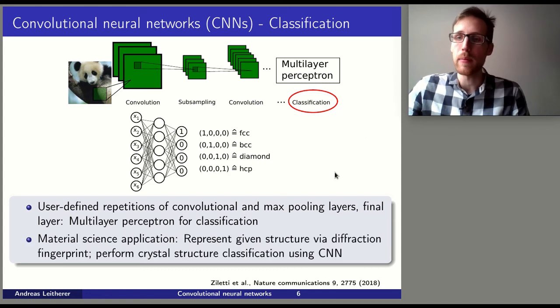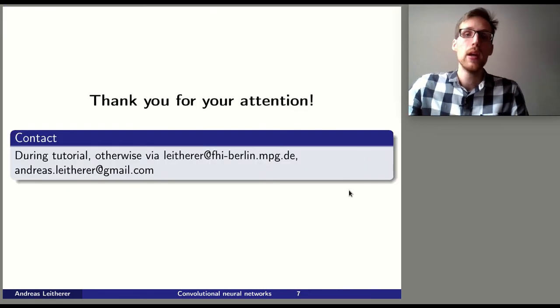A material science application is work done in our group here, where a given atomic structure is represented via a diffraction fingerprint. This is essentially an image, so we can directly apply these techniques here. And then the crystal structure classification is performed using a convolutional neural network, of course, at the end, again, a multilayer perceptron.